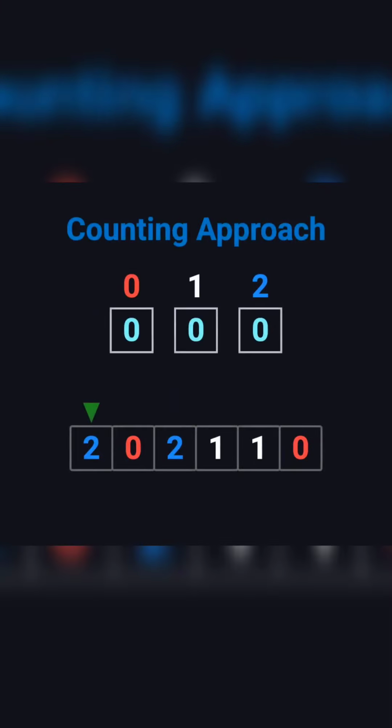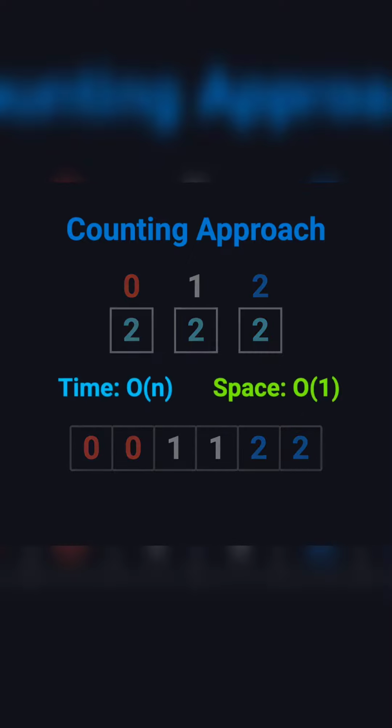Another straightforward approach is counting. You scan the array once and count how many 0s, 1s, and 2s there are. Then you scan again and overwrite the array with the correct number of 0s, 1s, and 2s. This runs in O(n) time and uses O(1) extra space, since you only need 3 counters. But it still requires 2 passes, so it's not the optimal one-pass solution.